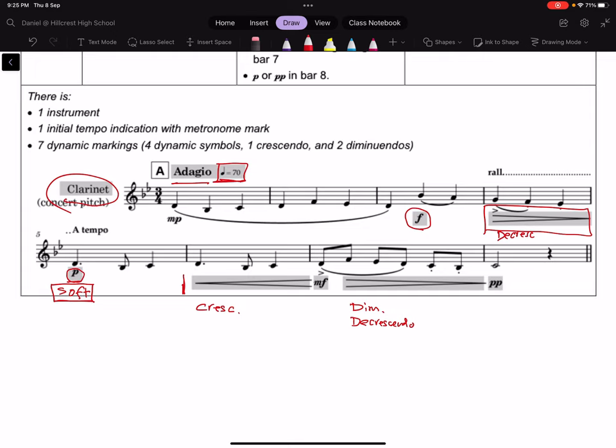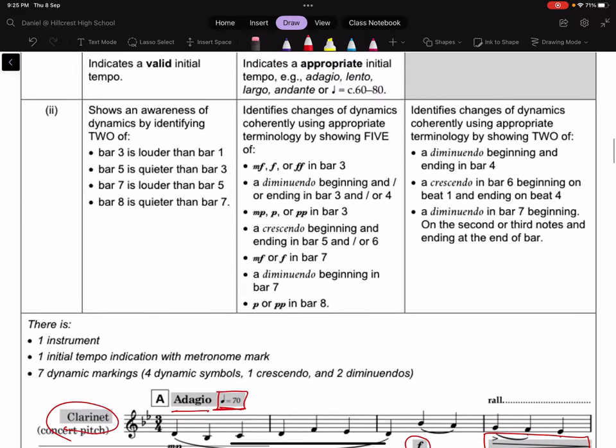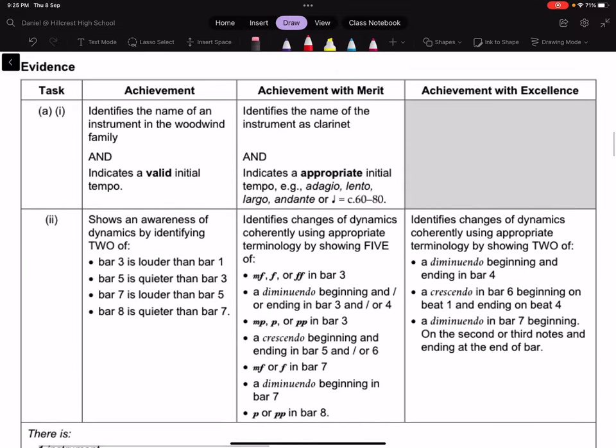You heard that. It is quite challenging, isn't it? Now, let's have a look at the marking schedule so far. Surprisingly, in the first question, part A1, there was no excellence mark given for guessing clarinet and getting the tempo. So you have a leeway of between 60 to 80. Quite generous.